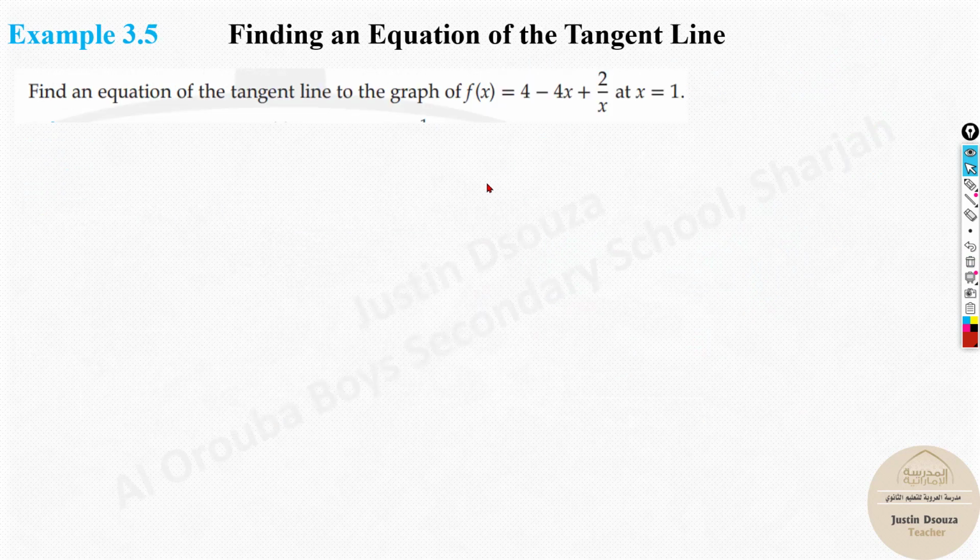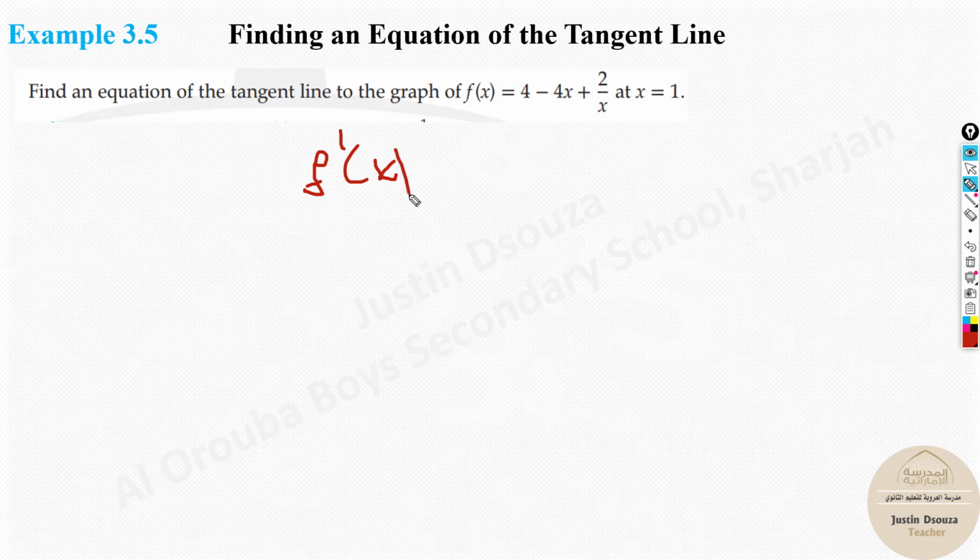Now we will move on to the next problem here. Find an equation to the tangent line for the graph of f of x given over there at x equals 1. Now if you recall, in the first lesson we have done a similar problem. Now you need to repeat over here the same procedure. But this time you're not going to use the formula for derivative. We are going to use direct derivative. Let's solve this derivation. So what do we do here?